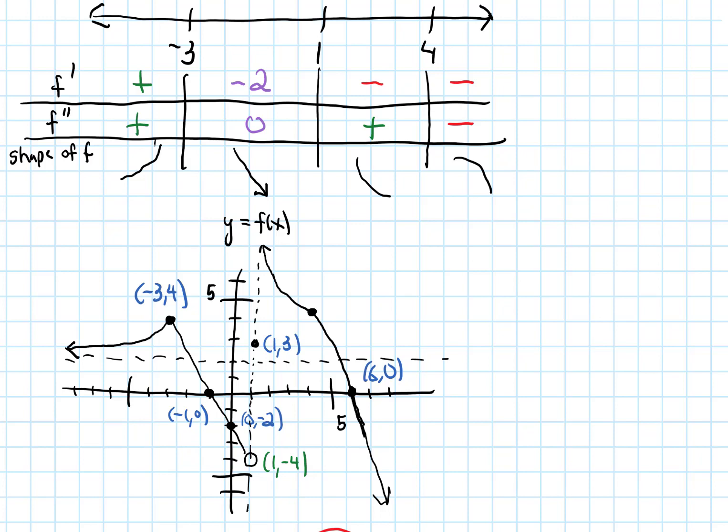As a final thing, I'm going to label local extreme points and inflection points. So this is an inflection point. Our graph is continuous there and concavity switched from concave up to concave down. I could see that in my sign chart also. And then at (-3, 4), we have a local max. And that's it for local extrema and inflection points.